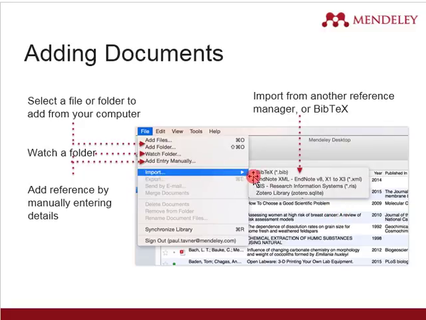So these are the options through which you can add the document to your library. Another option is import. You can import through different formats from another reference manager to your library, like BibTeX, EndNote, Research Information System, or Zotero. So we'll be talking about this later. And you can also add references manually through add entry manually. These are the options to add the document.